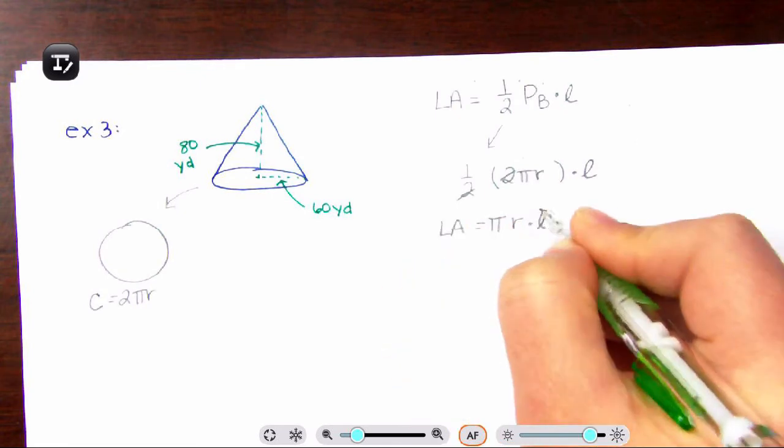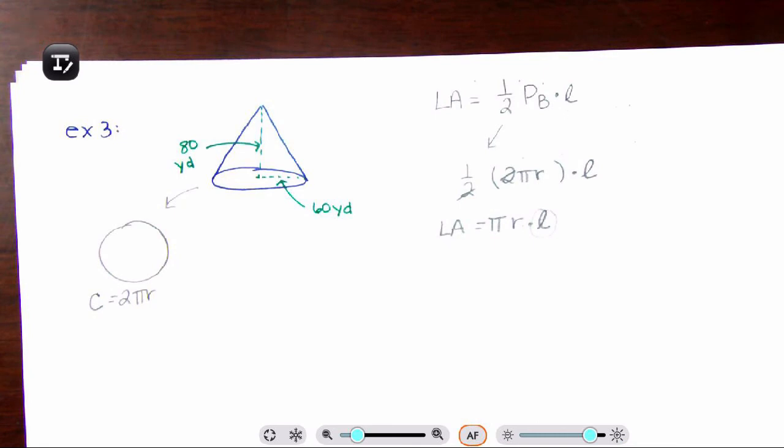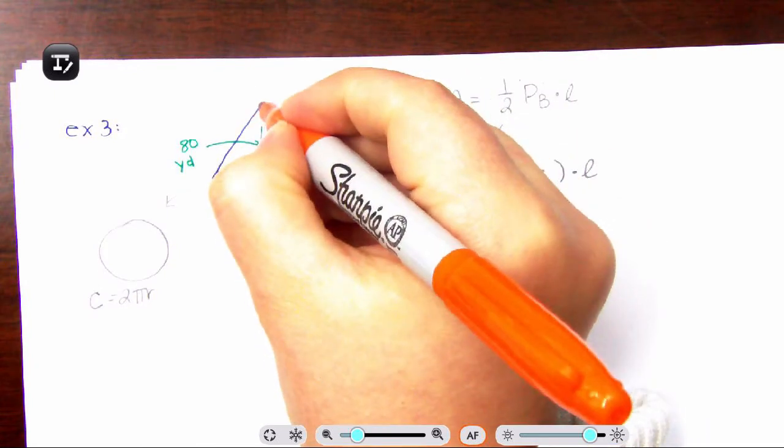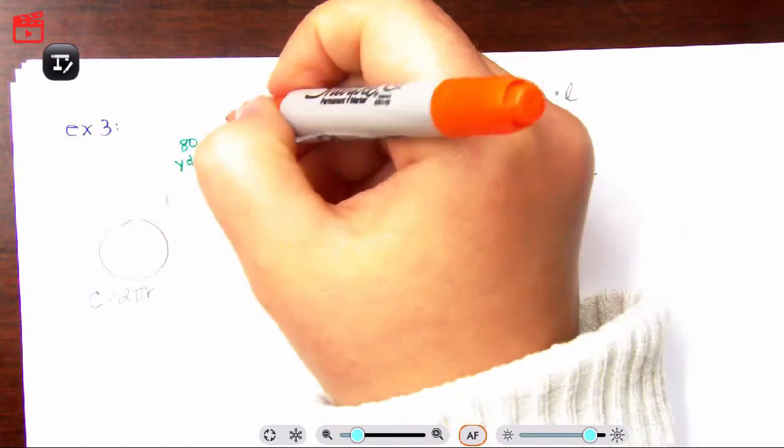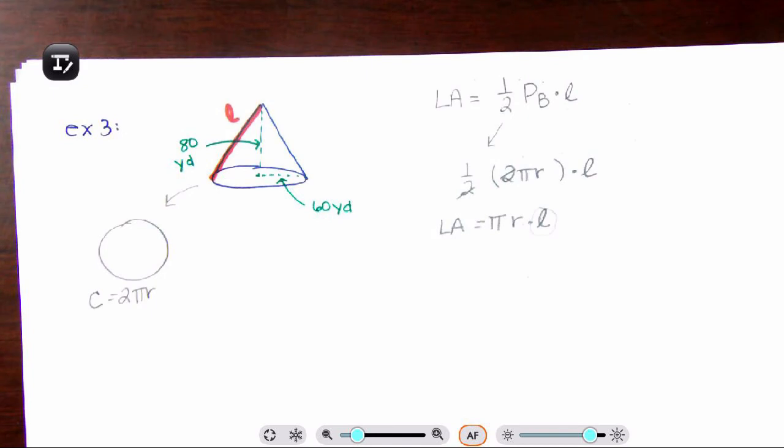Now I need my slant height. My slant height is not provided. For the slant height, it's from the vertex to the side of your circle. So that's your slant height here. And unfortunately, they don't provide that information for you, so you're going to need to solve for it.